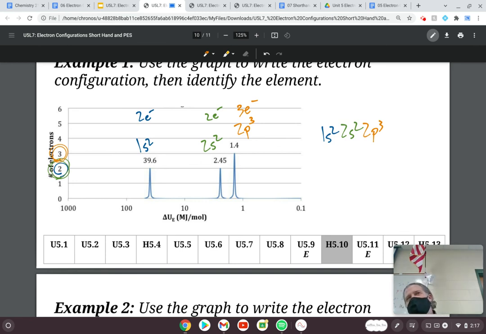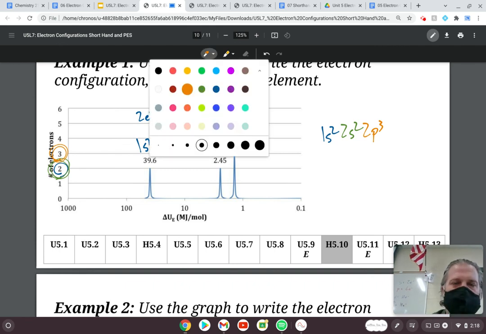With that information, can I locate an element on the periodic table that is 1s2, 2s2, 2p3? I would go to the second row, over to the P block of the second row. I would go 3 over, and I would see that it is nitrogen.